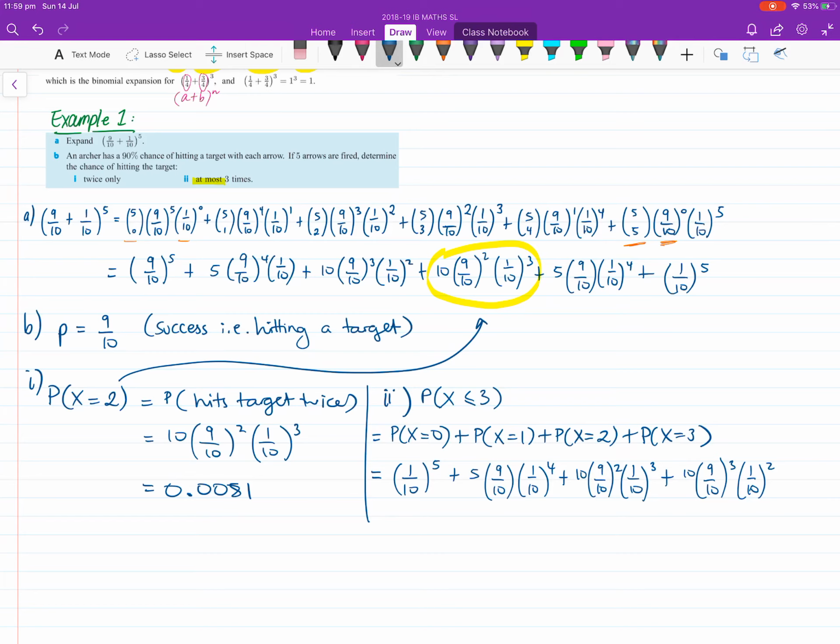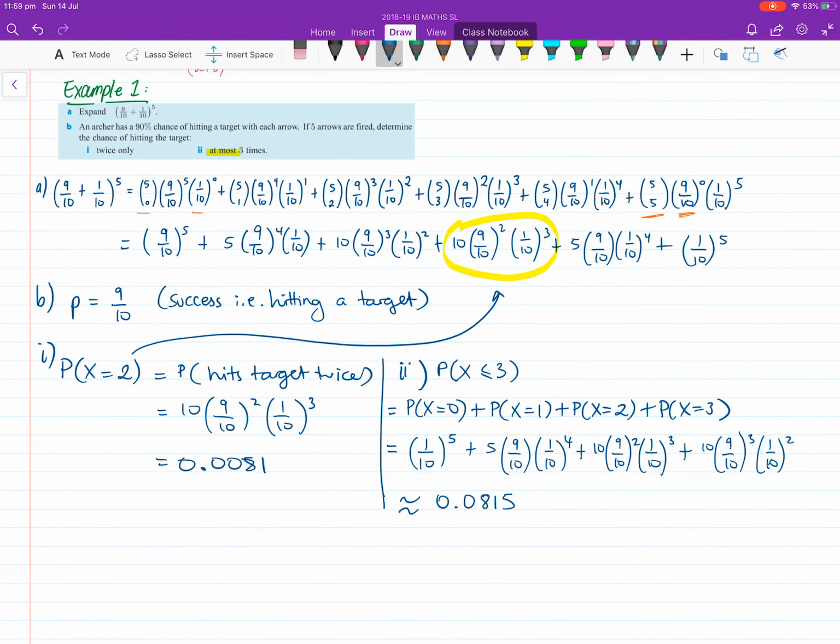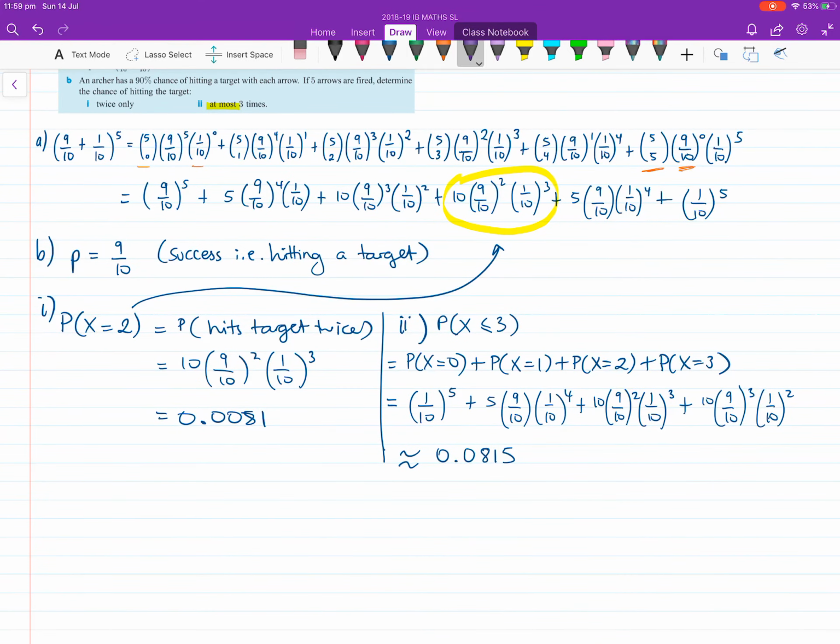Alrighty, all good. And then you just do it in the calculator, and I think we should get approximately 0.0815. Don't forget 3 significant figures where relevant. Okay, so that's the chance of you hitting the target at most 3 times when you fire 5 arrows. So that's it for 23D.1.